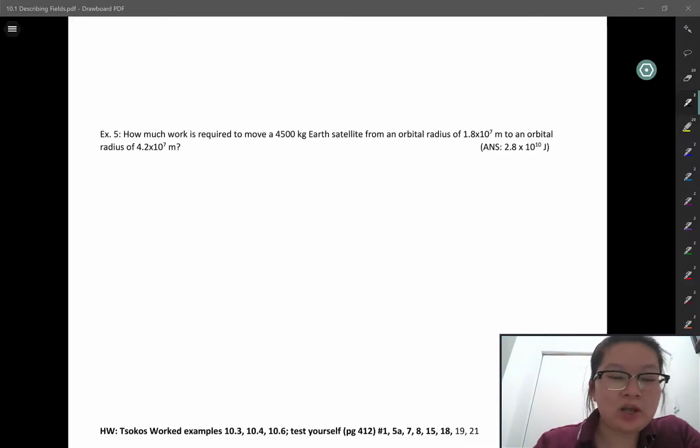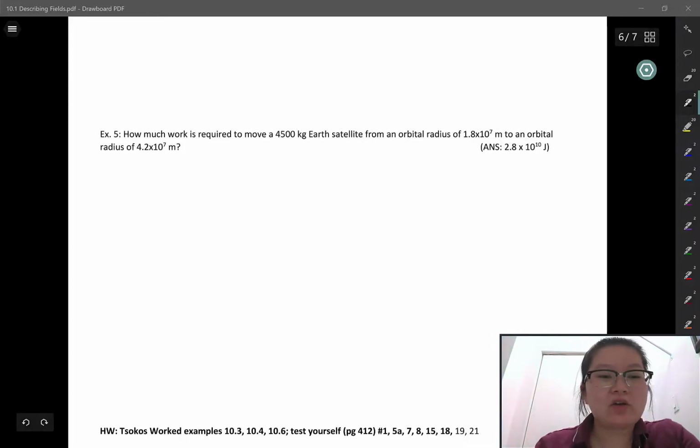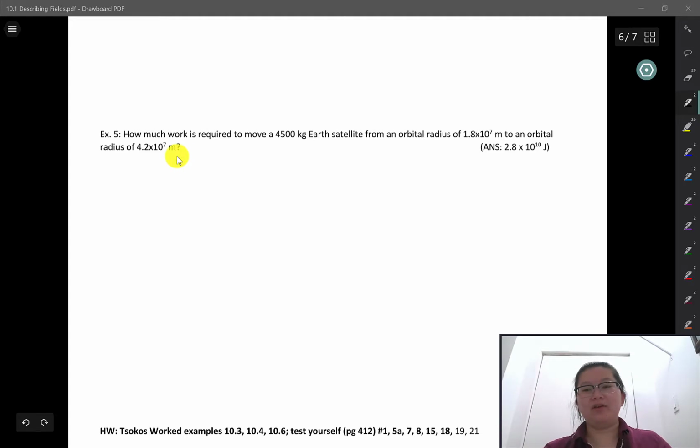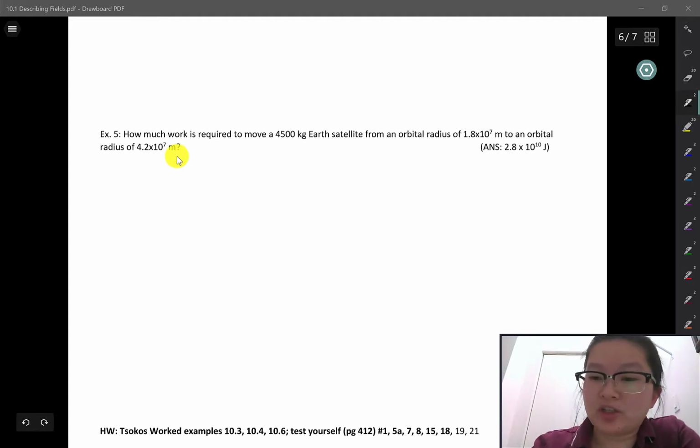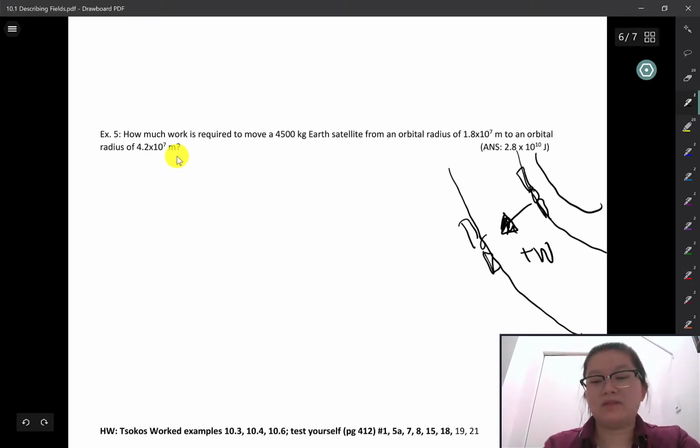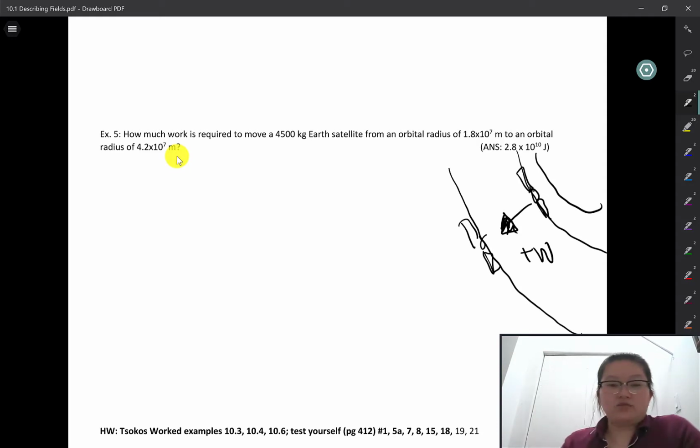In this video, we're going to do number 5 in describing fields. How much work is required to move this different mass Earth satellite from a lower radius of orbit to a higher altitude orbit that's further away from Earth? So, doing a quick picture of what this looks like. Okay, so that's what I've drawn there.